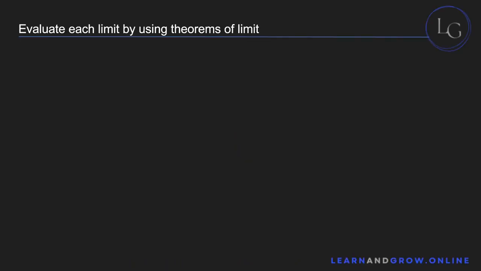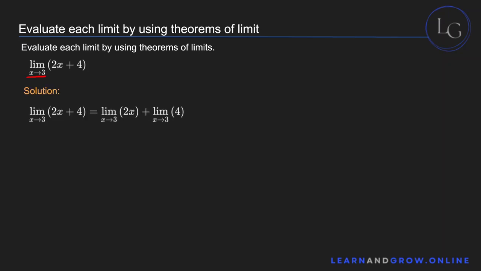Now let's evaluate each limit by using theorems that we discussed earlier. We have to evaluate 2x plus 4 as x approaches 3, right? Now, as you know, when you have two things being added up or subtracted, you can apply the limit separately on each of them. So the limit of 2x plus 4 as x approaches 3 can be written down as the limit of 2x as x approaches 3 plus the limit of 4 as x approaches 3, right?